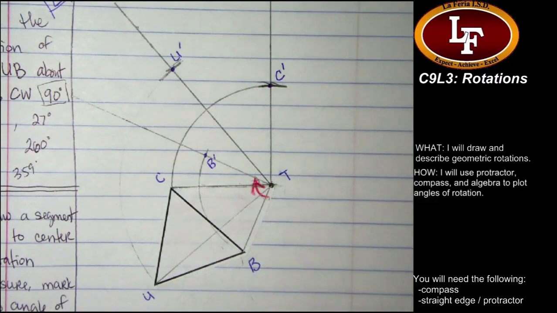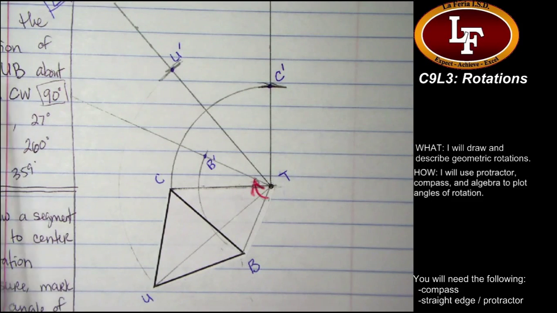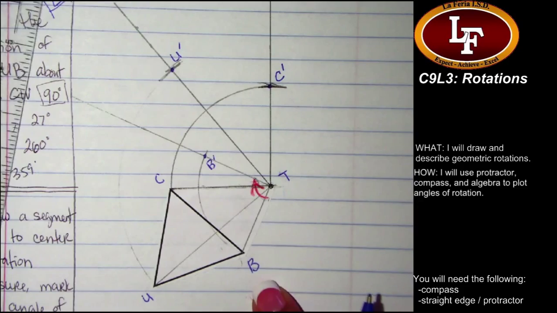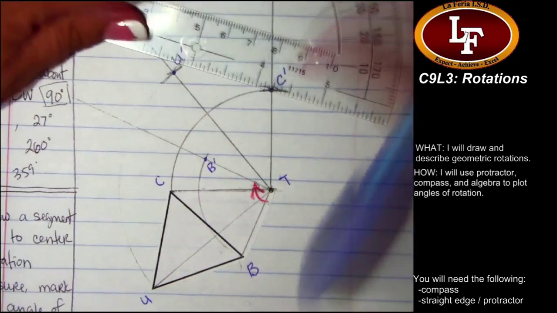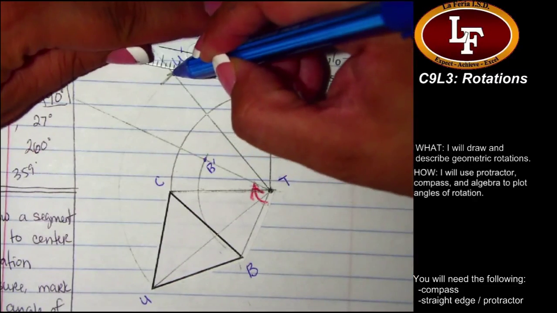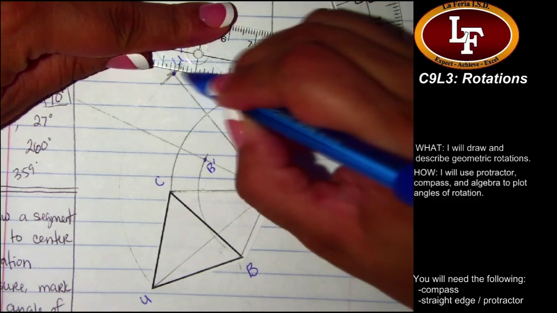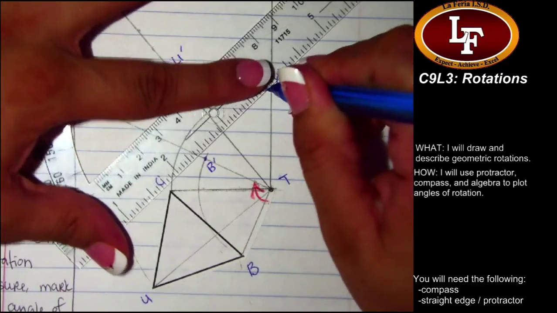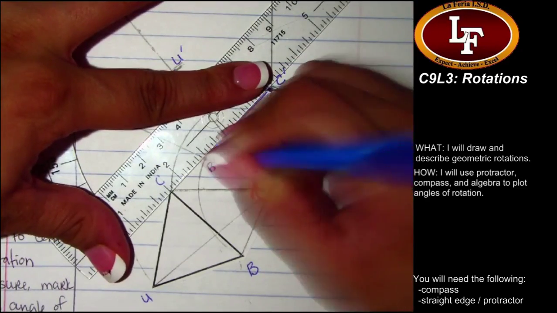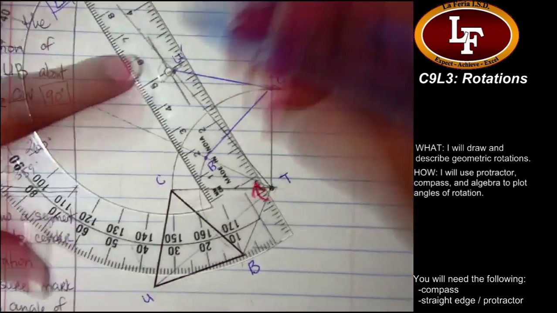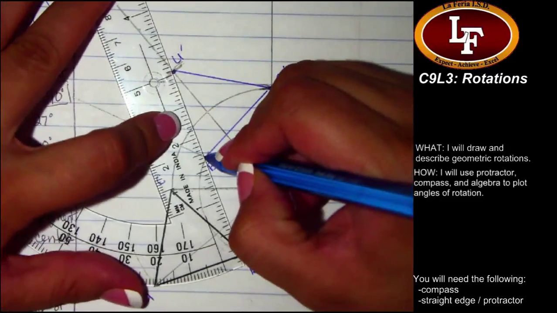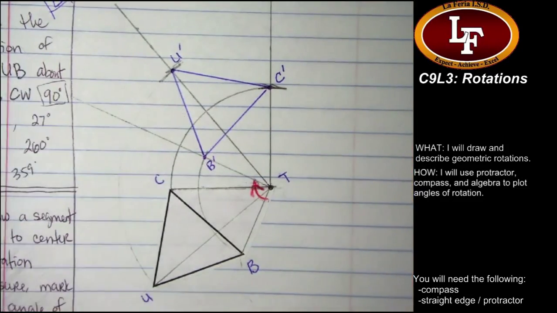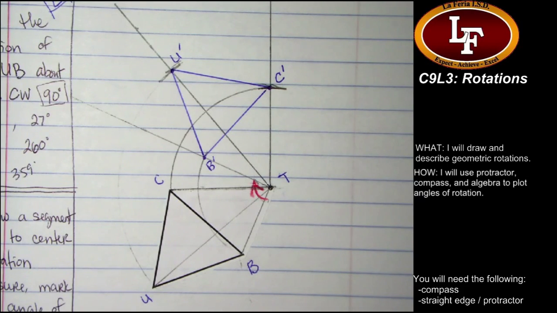Once you have all of your points rotated, take a straight edge and connect them in the same order that they were connected in the pre-image. U is connected to C, and so U prime must be connected to C prime. C and B are connected to each other, so C prime must be connected to B prime. B is connected to U, and so B prime is connected to U prime. Once I have drawn in all my sides, my rotation is complete.